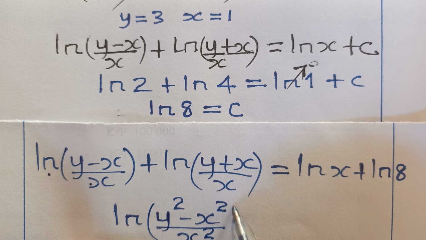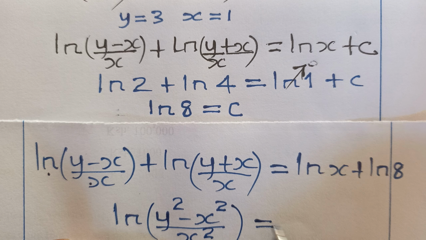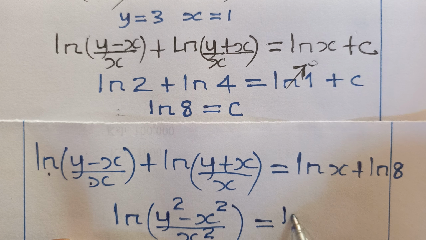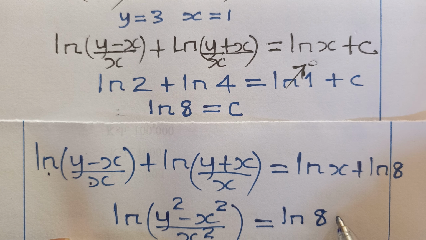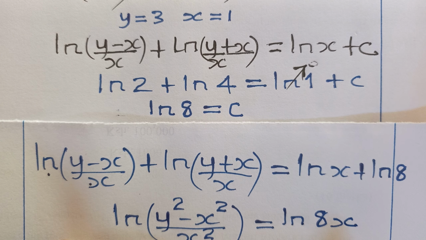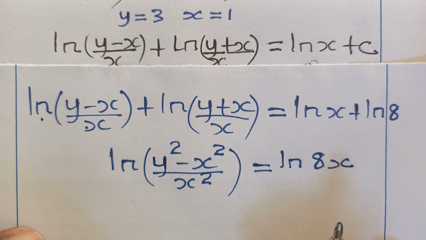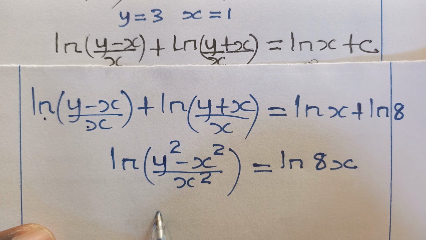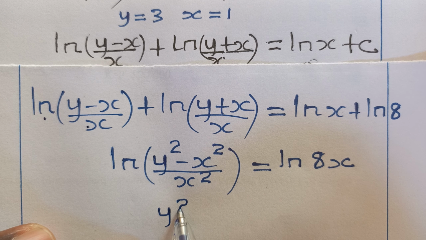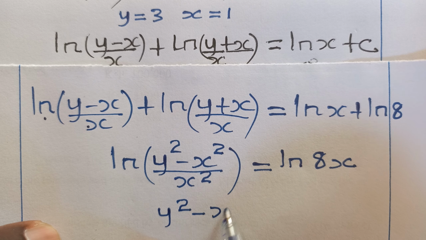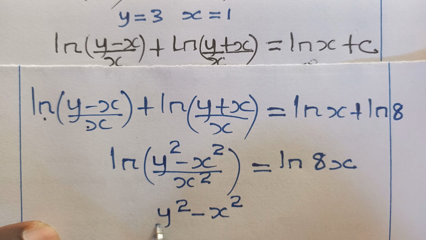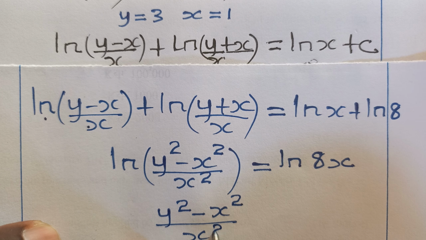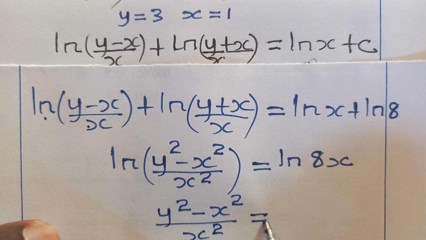All that is now equal to, we also multiply this, natural log of 8x. And so therefore, both sides now are the same. This is the same as that. So you have y squared minus x squared all over x squared equals 8x.